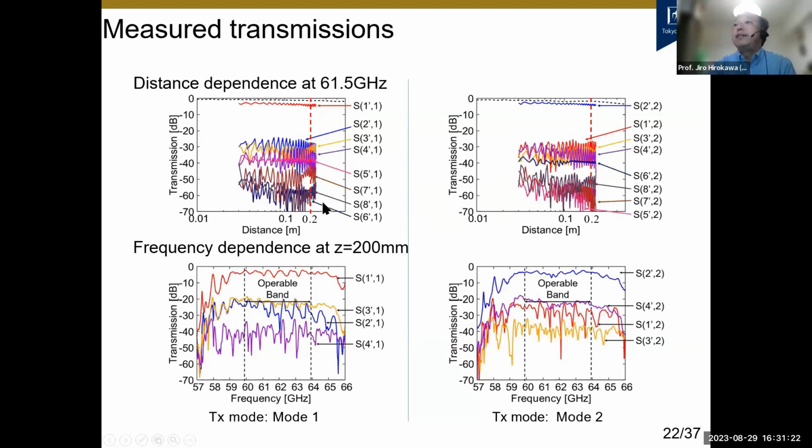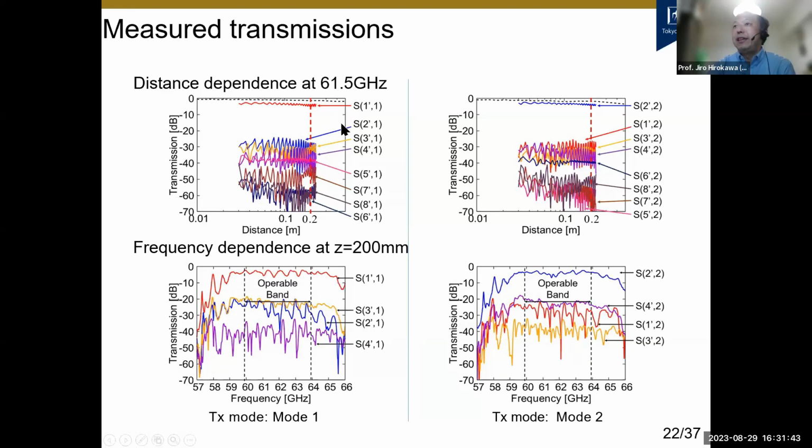This, the left figure shows the major transition for mode 1. The left top figure shows the distance dependence. Up to 0.2 meter, the transmission is almost constant.